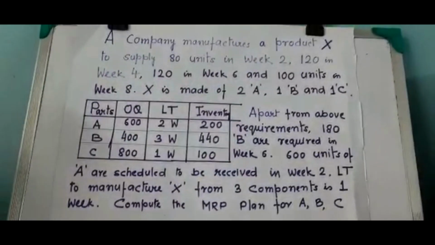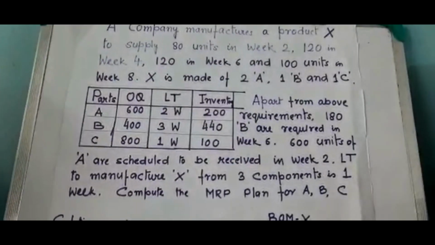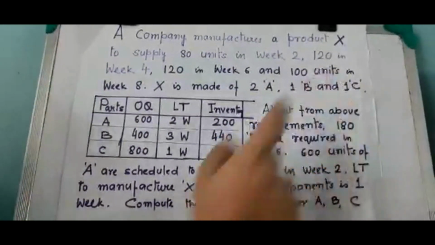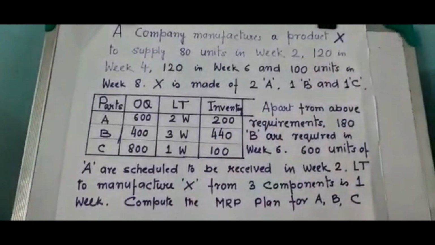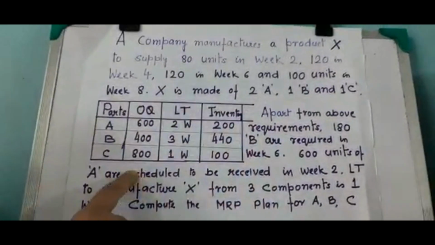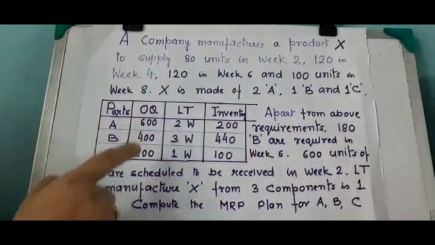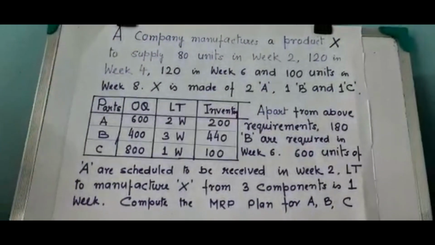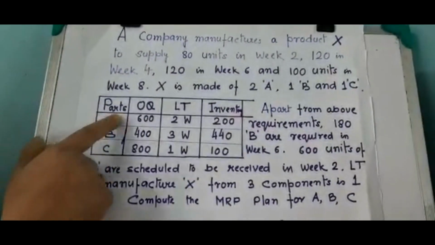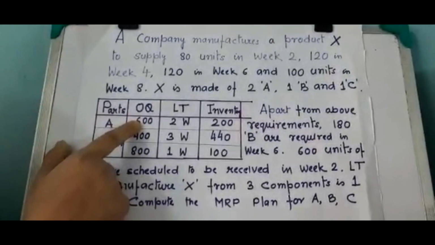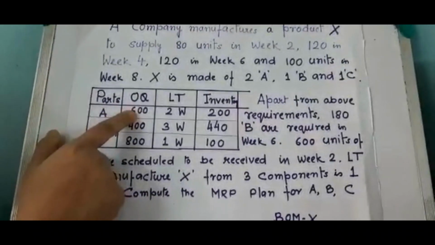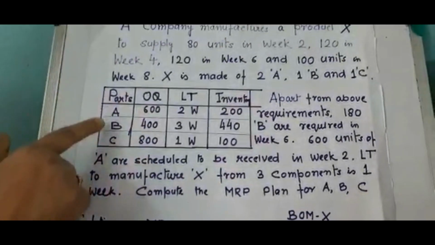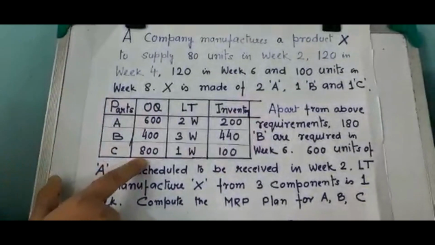It's given that X is made up of 2 units of component A, 1 unit of component B and 1 unit of component C. Now here is a table which shows the ordered quantity. We have already learned the concept of EOQ, economic order quantity. So for A, the order quantity is 600. That means whenever we place an order on the supplier, the order quantity is for 600 units. Similarly, the order quantity for B and C are given.